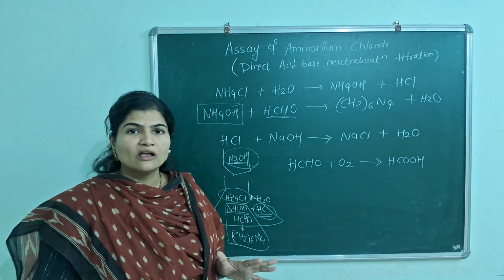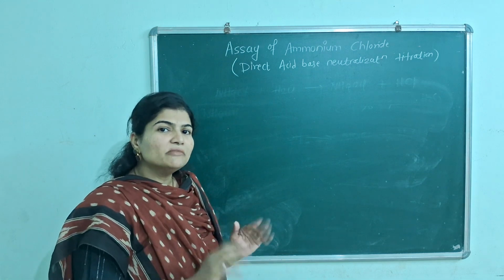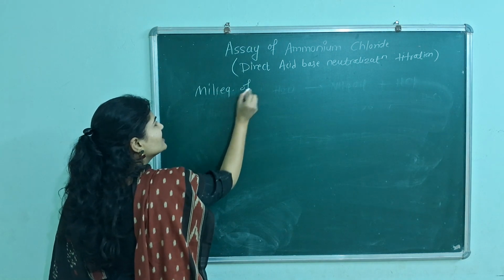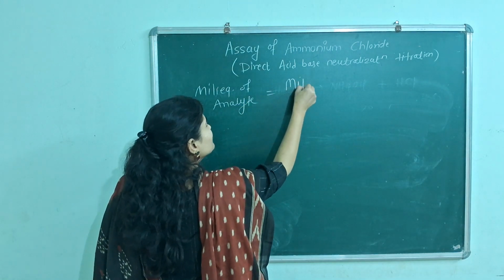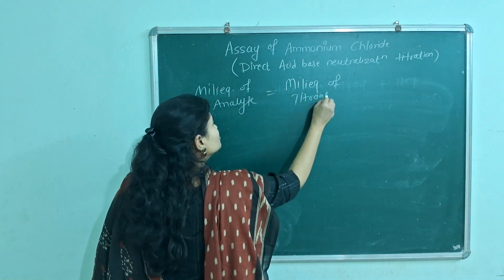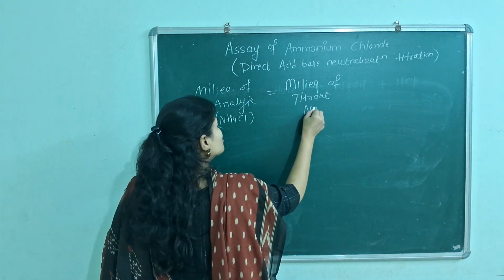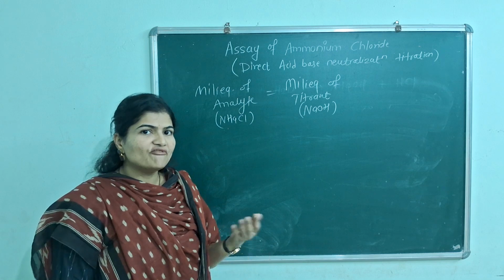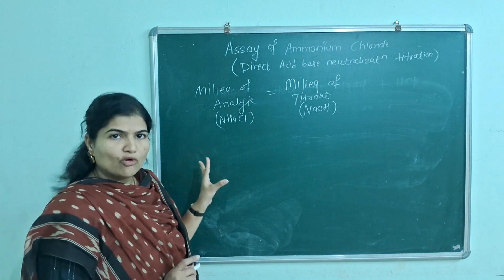So I'll show you the milliequivalence method. What we generally do in the milliequivalence method is we say milliequivalence of analyte is equal to milliequivalence of titrant. Now as you know, ammonium chloride is my analyte and sodium hydroxide is my titrant. Now in the procedure you have weighed the quantity of ammonium chloride and dissolved it in water. So it is your solid component, right?